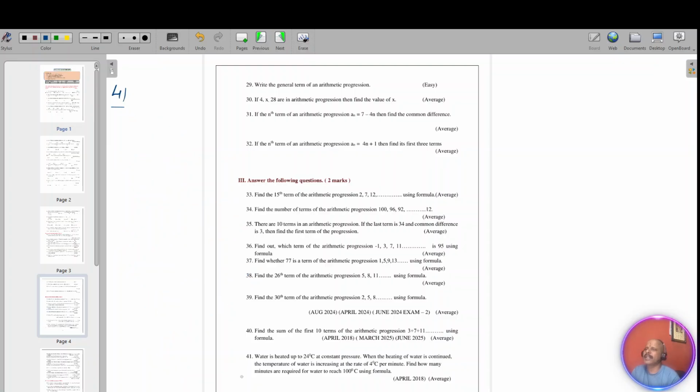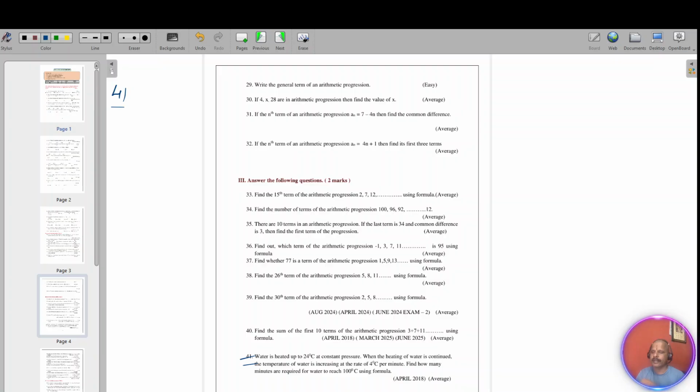41st, though it is a kind of word problem, but still it's in AP. Let's check out. Water is heated up to 24 degrees Celsius at constant pressure. When the heating of water is continued, the temperature of water is increasing at a rate of 4 degrees Celsius per minute. Means every minute it is increasing by 4 degrees. Means the initial temperature gives us the first term, that is 24. Therefore, how many minutes are required for water to reach 100 degrees Celsius? Means AN is 100 degrees Celsius. How many minutes are required? Means you have to find N here.